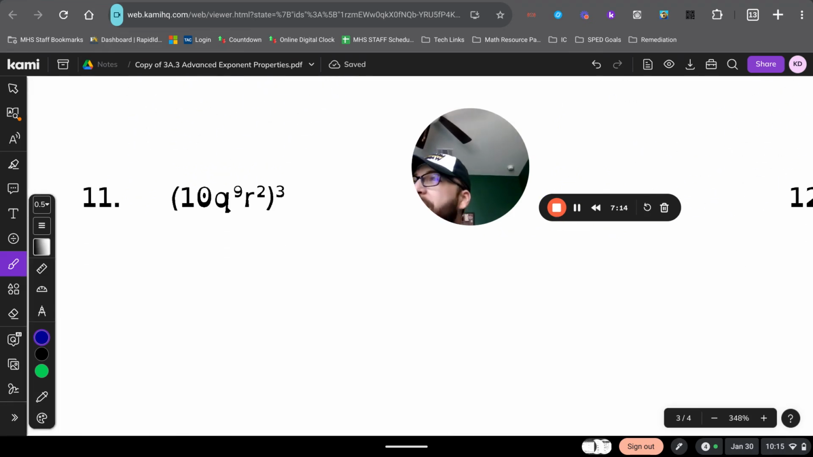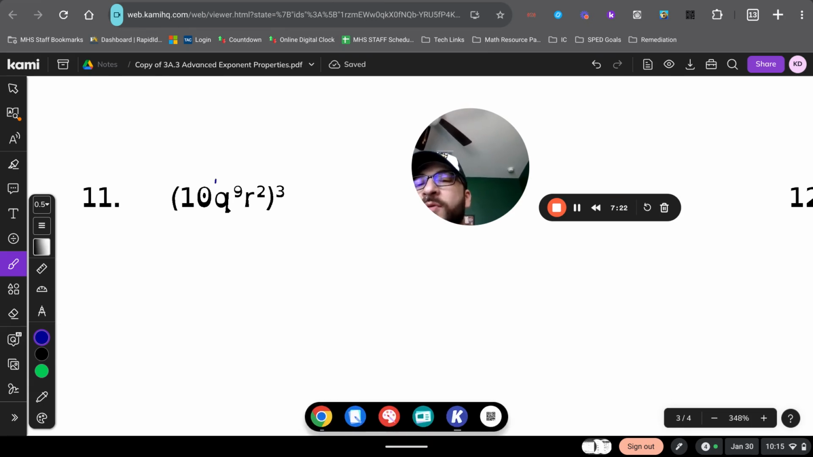All right, so hopefully you're kind of getting the hang of it, y'all, but let's do just a couple more together. So we have this one, 10 q to the 9th, r squared, all to the 3rd. So let's add an exponent of 1 onto our 10. So 10 to the 1st cubed, we would multiply, so that would give us 10 to the 3rd. Q to the 9th to the 3rd, 9 times 3 is 27, so q to the 27. And then r squared to the 3rd, 2 times 3 would give us 6.